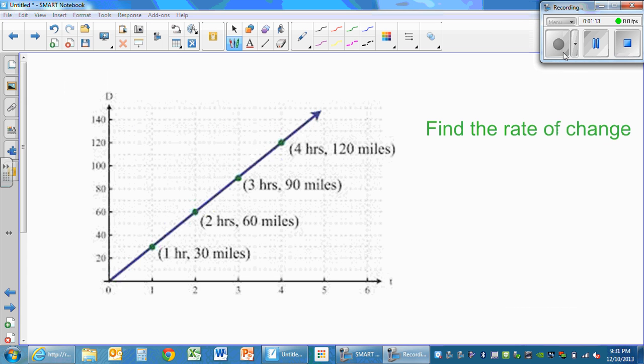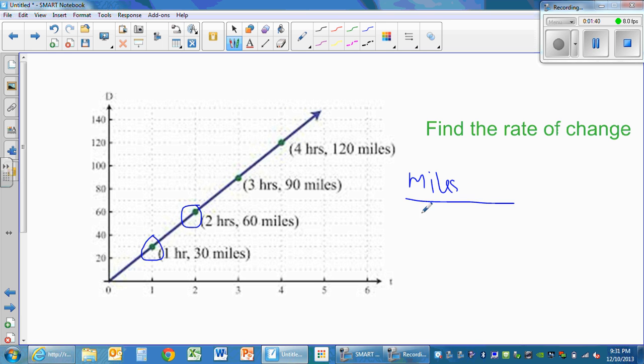So now let's practice finding the rate of change. Here's a graph of someone who's traveling in miles per hour. If we want to find the rate of change, we're going to pick 2 points and then find the difference between the two. So for example, we could just pick these first 2 points here. And then we're going to find the difference. Again, we're doing the miles on the top and the hours on the bottom.